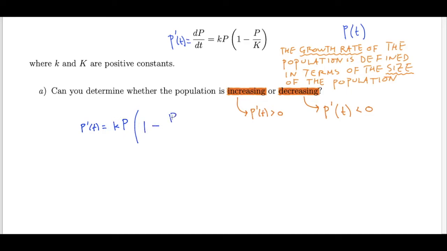And then the expression that I have in the parentheses is capital P, my population value, over capital K. Capital K is also assumed to be positive. Let me note that this portion here is always positive. So the question comes down to, is this expression 1 minus P over K positive or negative? If this expression is positive, then we'll have a positive times a positive, so my overall derivative will be positive. If instead this expression is negative, we'll have a positive times a negative, so my overall derivative will be negative.